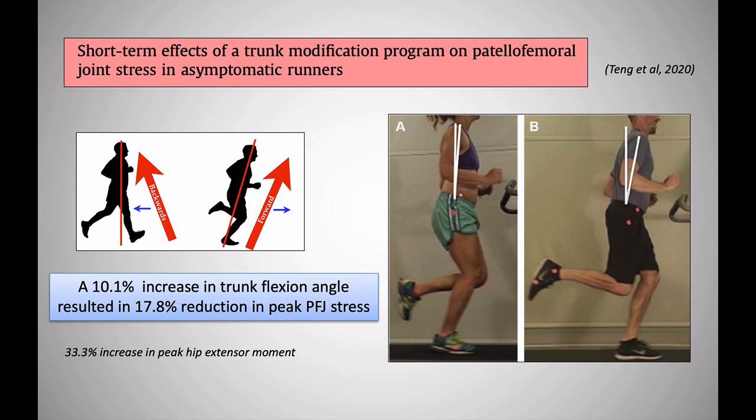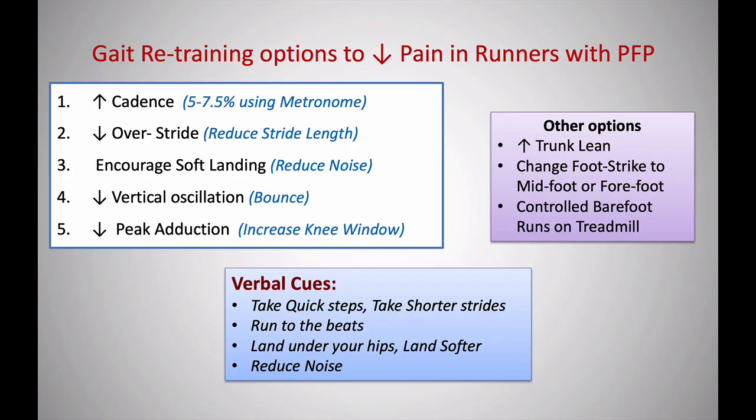I rarely use this. The most common things I use are reducing peak hip adduction, increasing cadence, and reducing vertical oscillation. Those are the most common things I use. So in summary, when we look into gait retraining in runners, you've got plenty of options really. There's a lot of options here to reduce the pain.